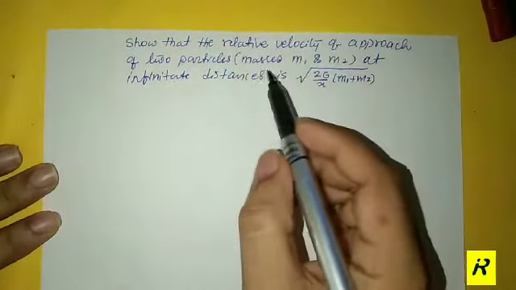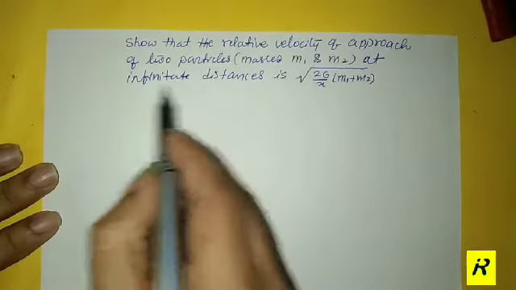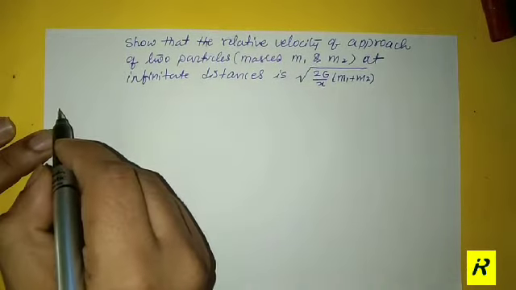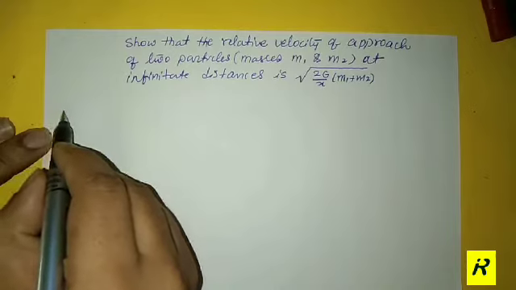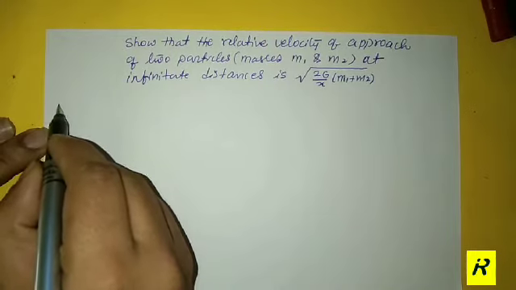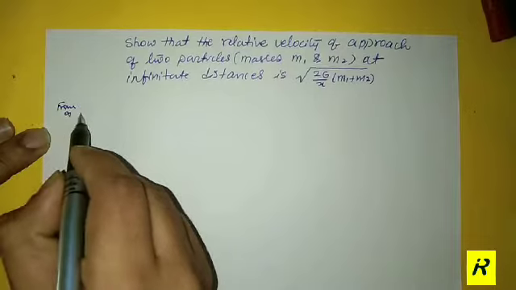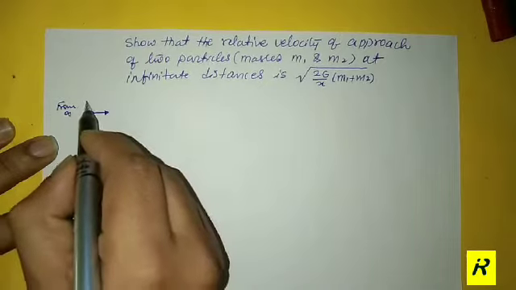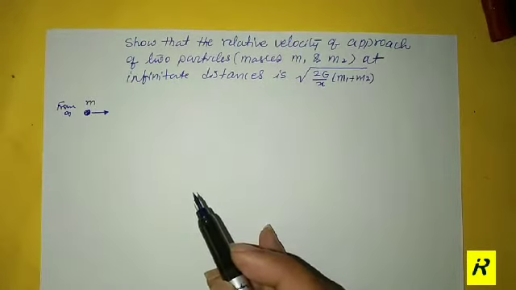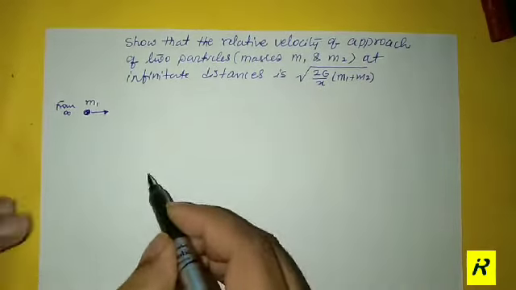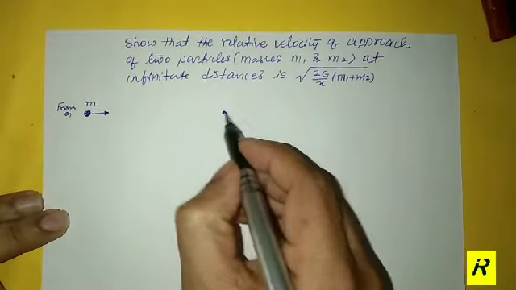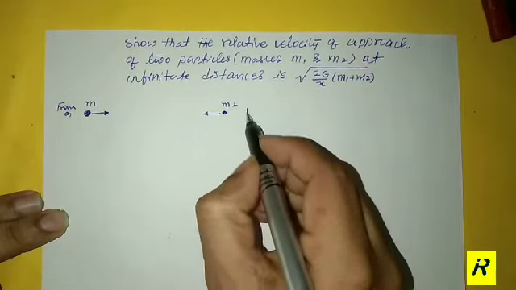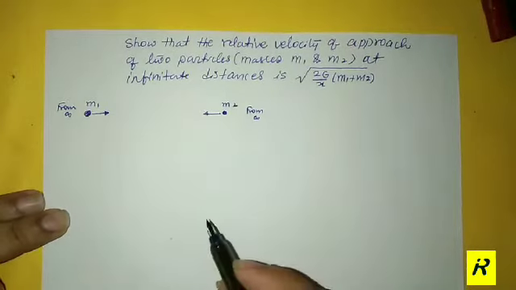You must believe initially they are at infinite distances. So that means initially I am not able to show here. I am simply saying from infinity I am bringing one particle, this one, and this particle is m, otherwise m1, and one more particle I am bringing, and this particle is m2. It is also taken from infinity.